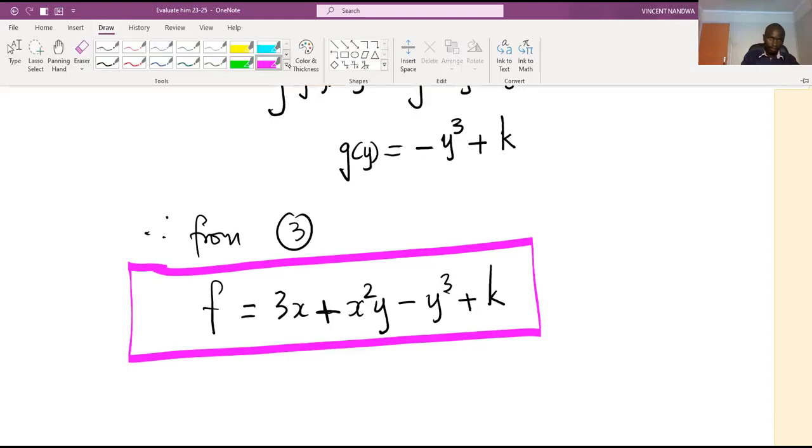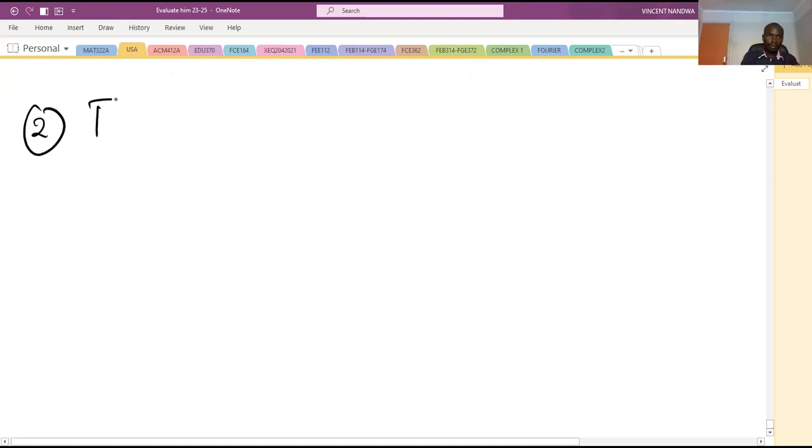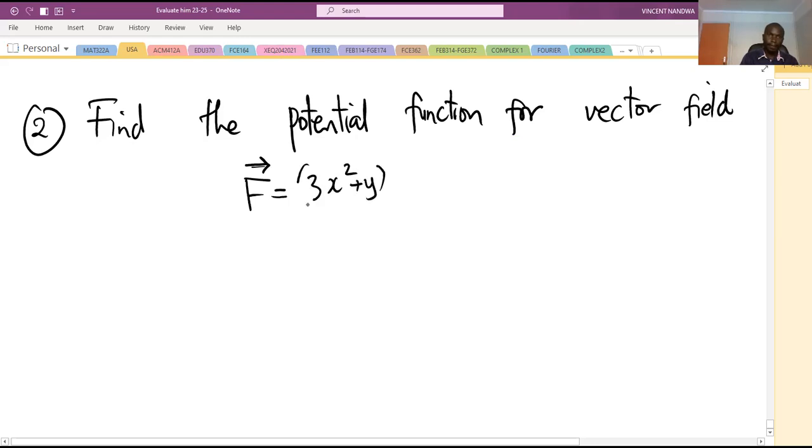Now, example 2. Find the potential function for this vector field F given by 3x squared plus y i plus 2xy plus 5 j. So find the potential function for this given vector field.